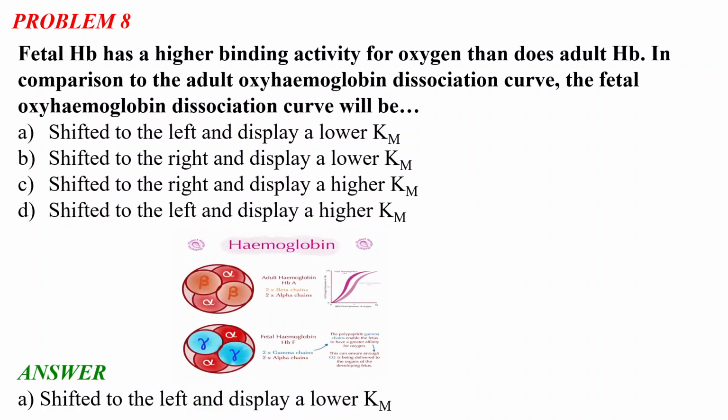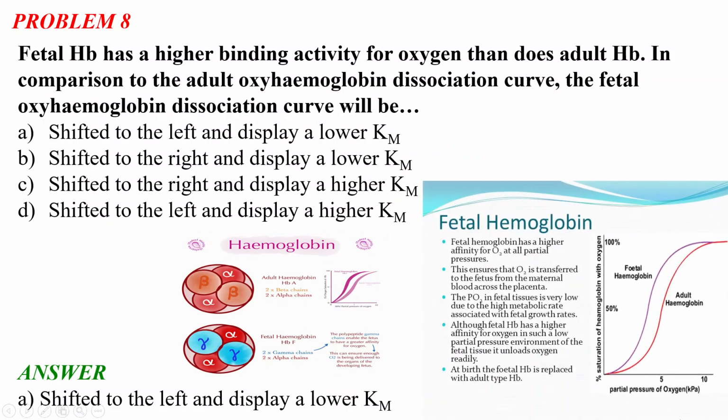So this is the adult hemoglobin and this is the fetal hemoglobin. What happens? As we know, there are two alpha subunits and two beta subunits. The two beta chains and two alpha chains comprise adult hemoglobin, hemoglobin A. And the fetal hemoglobin, which is called HbF, has two gamma chains and two alpha chains.